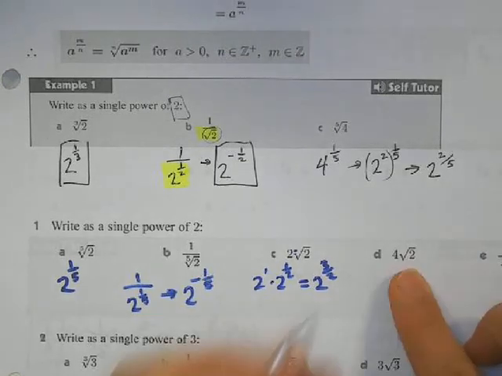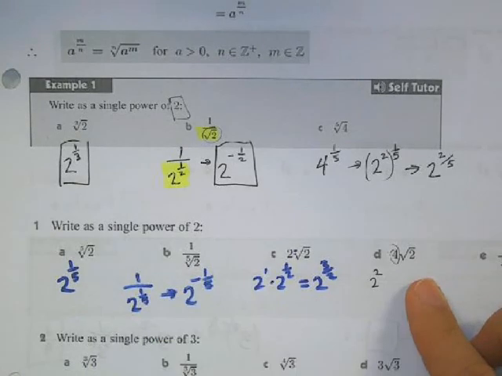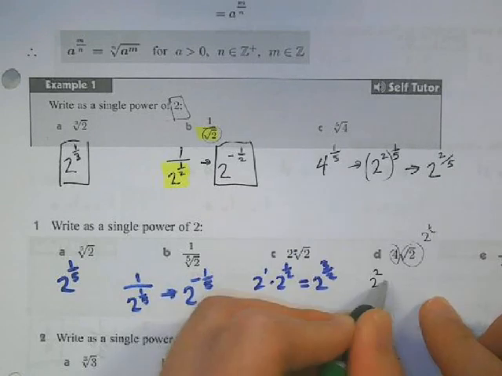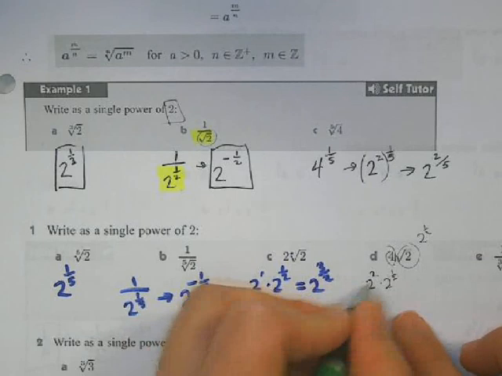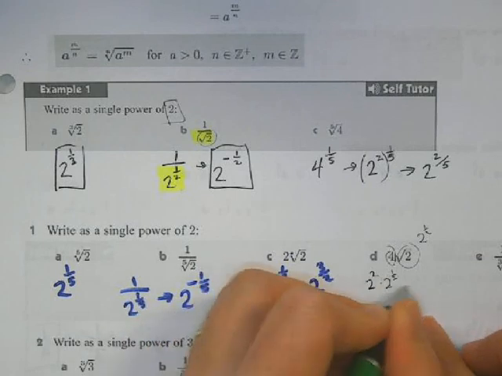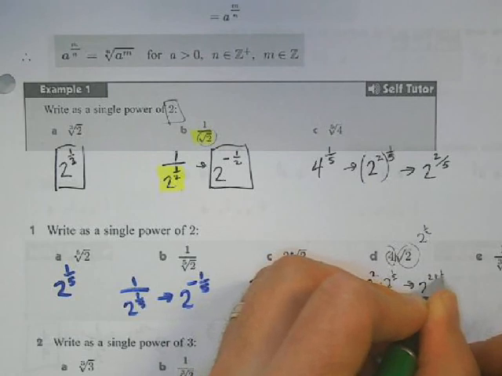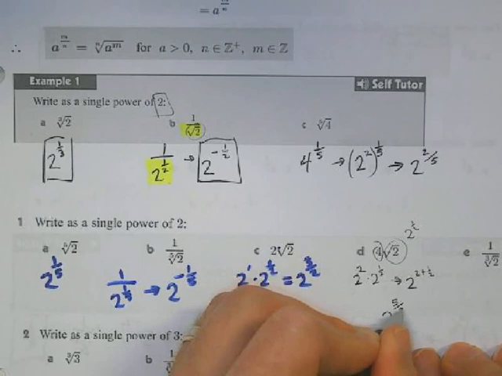Okay, here I've got 4, which is 2 squared, and I've got 2 to the 1/2 power, so times 2 to the 1/2 power. This is the same thing as 2 to the power of 2 plus 1/2, which is equal to 2 to the 5/2 power.